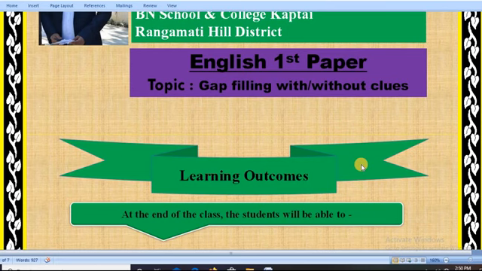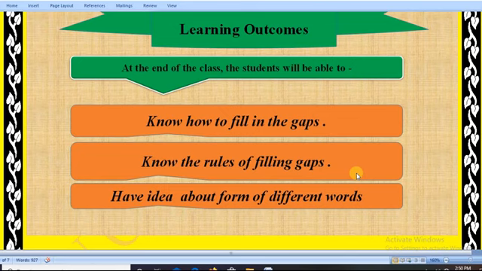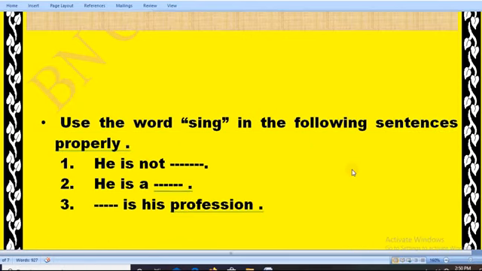Okay, let's see the outcome. After the lesson, after the video, what will you learn? You will be able to know how to fill in the gaps and know the rules of filling gaps, and you will be able to have an idea about the forms of different words. Before going to the lesson, look at the three sentences here. I have given a verb here, sing. Use the verb in the following sentences properly.